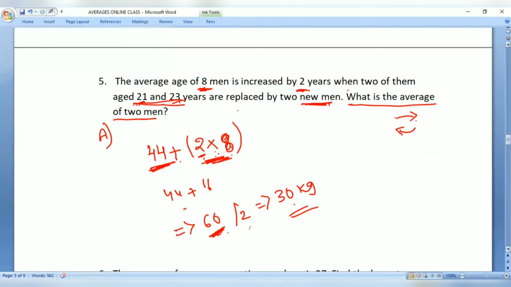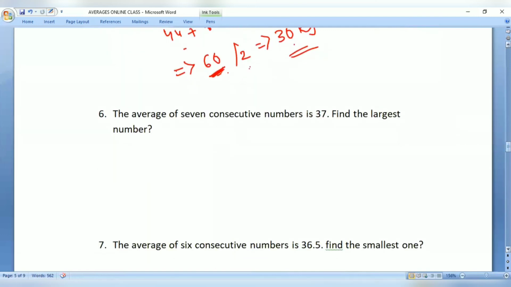Okay guys, now let us move on to another number. So see here, this is again a simple question which we can answer. The average of 7 consecutive numbers is 37. Find the largest one.